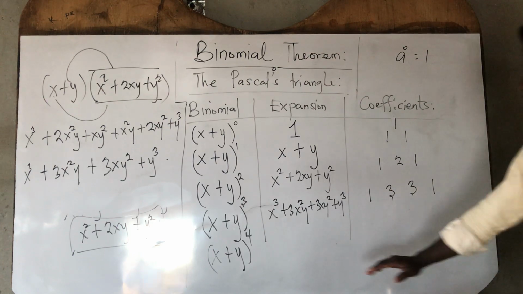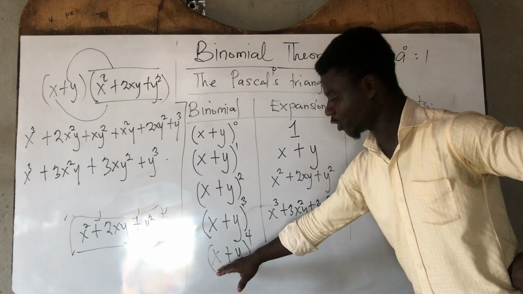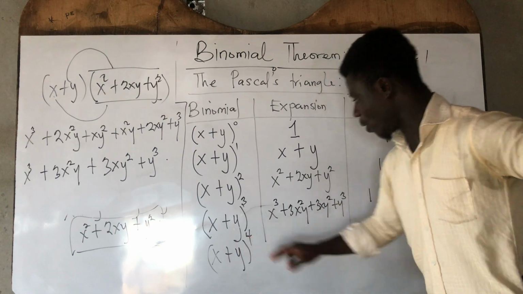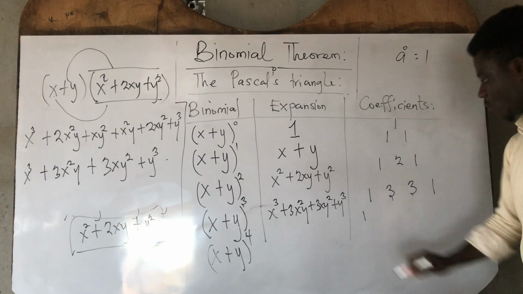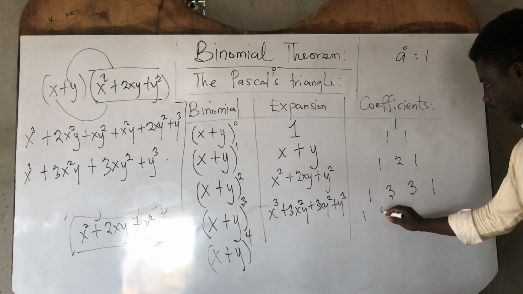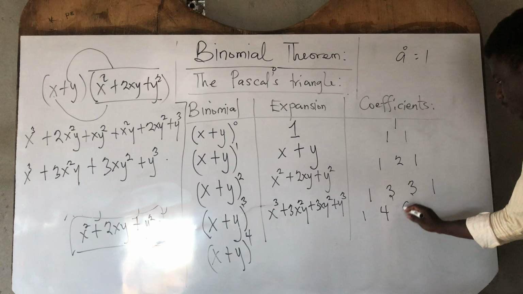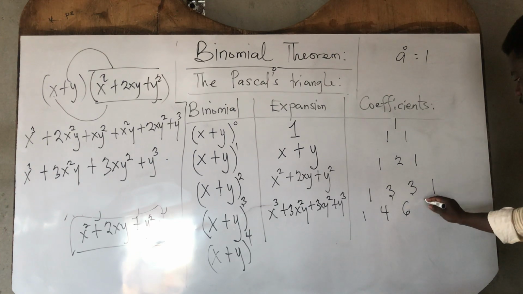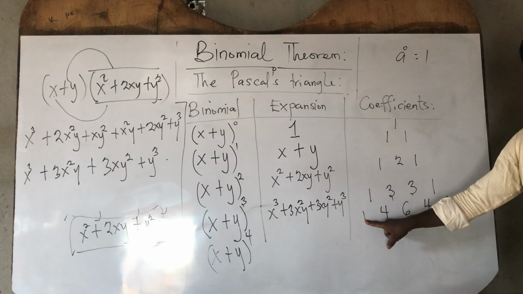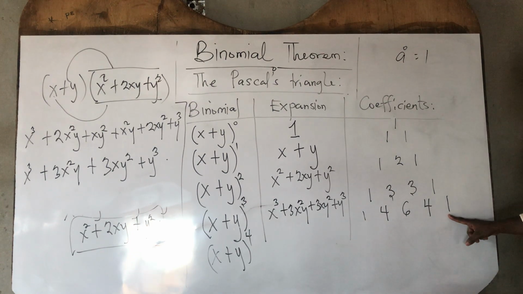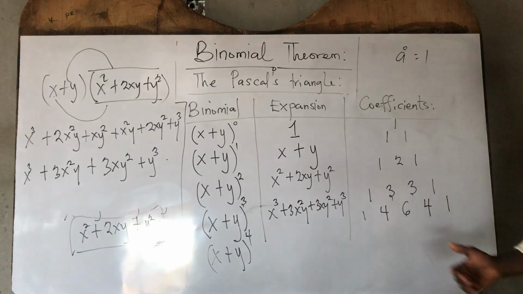Let's generate the coefficient for this binomial expansion, x plus y to the power 4. So now it becomes 1 plus 0 is 1. 1 plus 3 is 4. 3 plus 3 is 6. 3 plus 1 is 4. 1 plus 0 is 1. As we can see, the first term begins with 1 and ends with 1. So that's how we generate the coefficient.